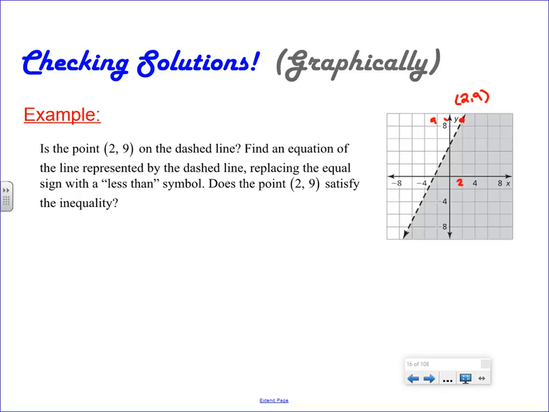Then it says find an equation of the line represented by the dashed line. Okay, wait. We have a line. We need an equation of a line. And hold on, you guys have been practicing with this. This is slope-intercept form, I should say, I apologize. Slope-intercept form looks like. Is there anything looking at this dashed line that we can fill into the B spot or the M spot? Yes. What? B is 9, I guess?